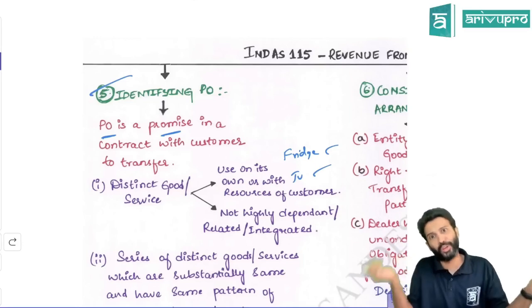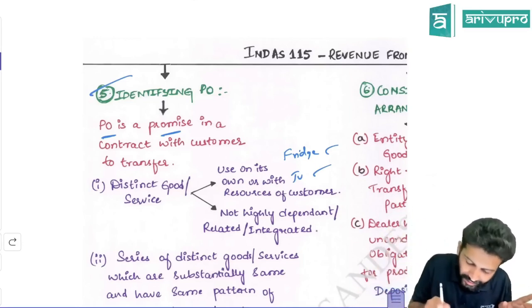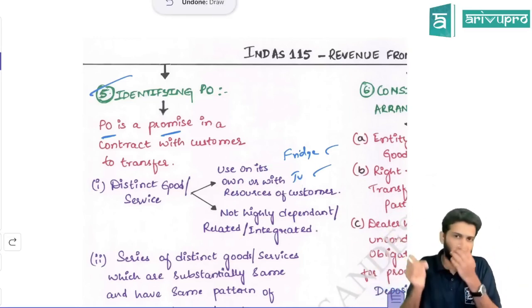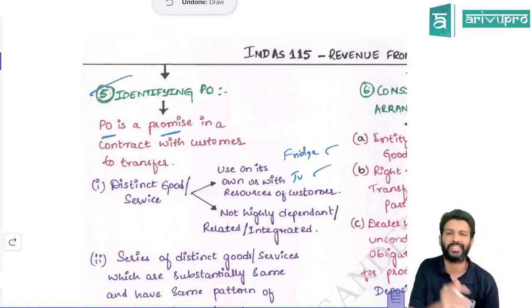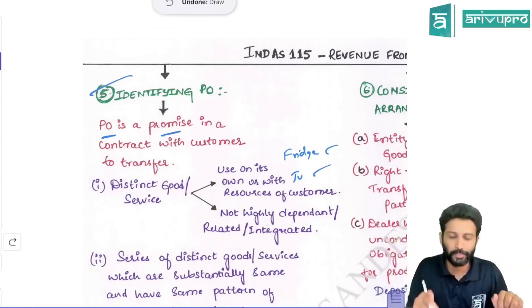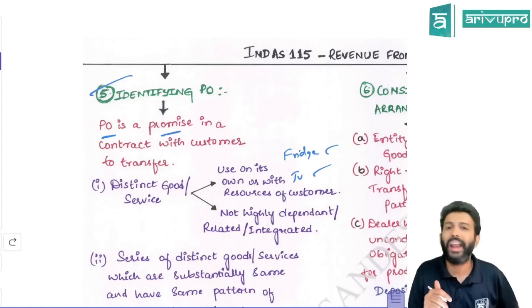Or you can use both. You can use none. Your choice. I mean, they are not highly interrelated or interdependent. You can use them independently also. So if this is the case, we say it is a distinct goods or service. Distinct goods or service means separate goods or service. So in this contract, we have two promises like that.